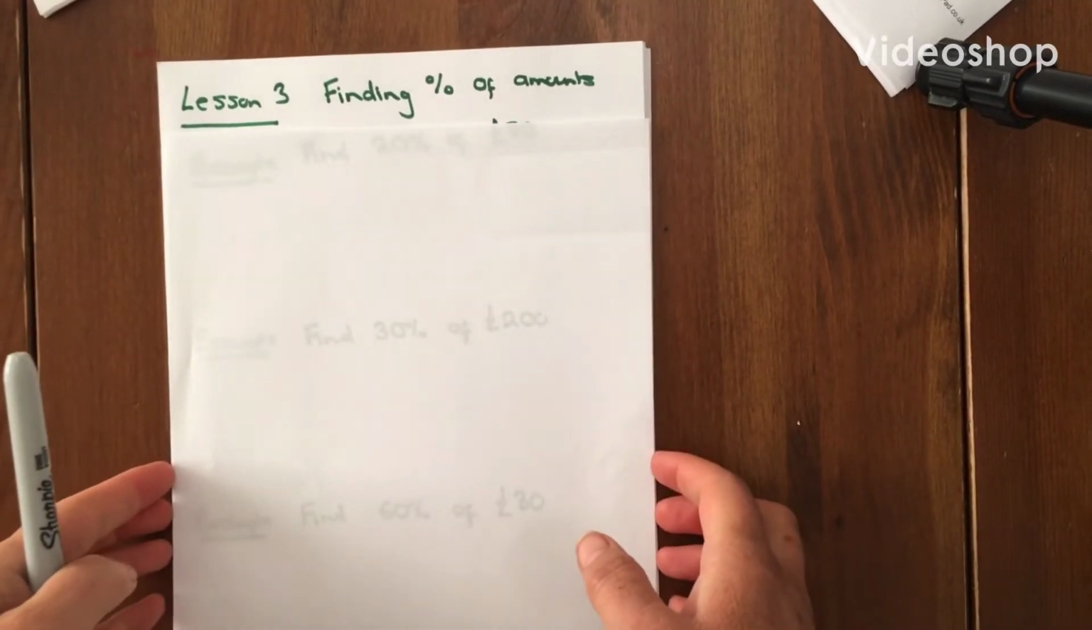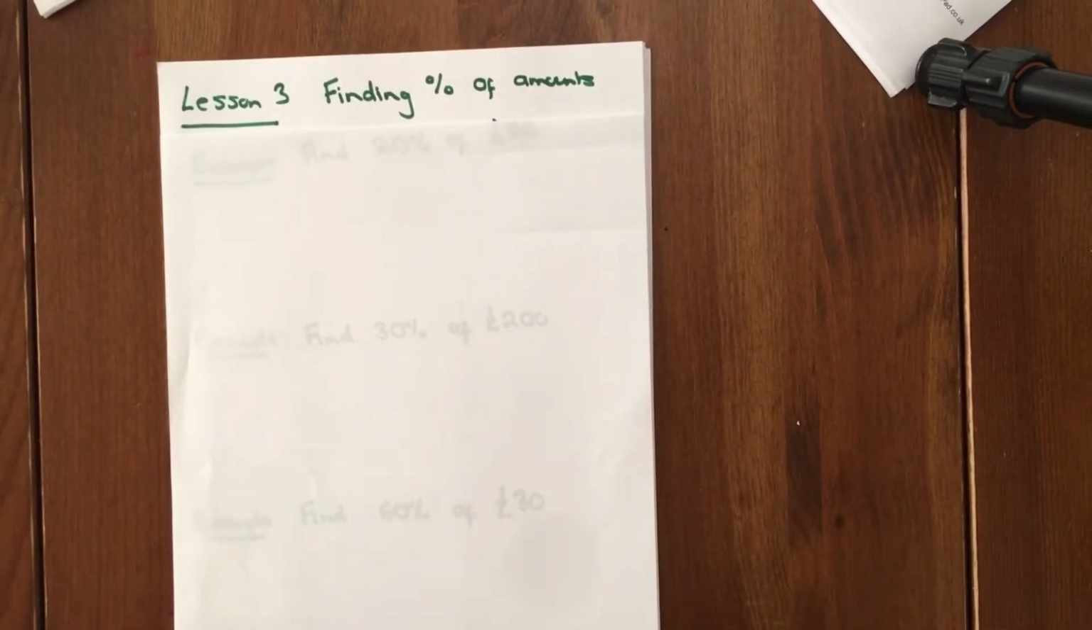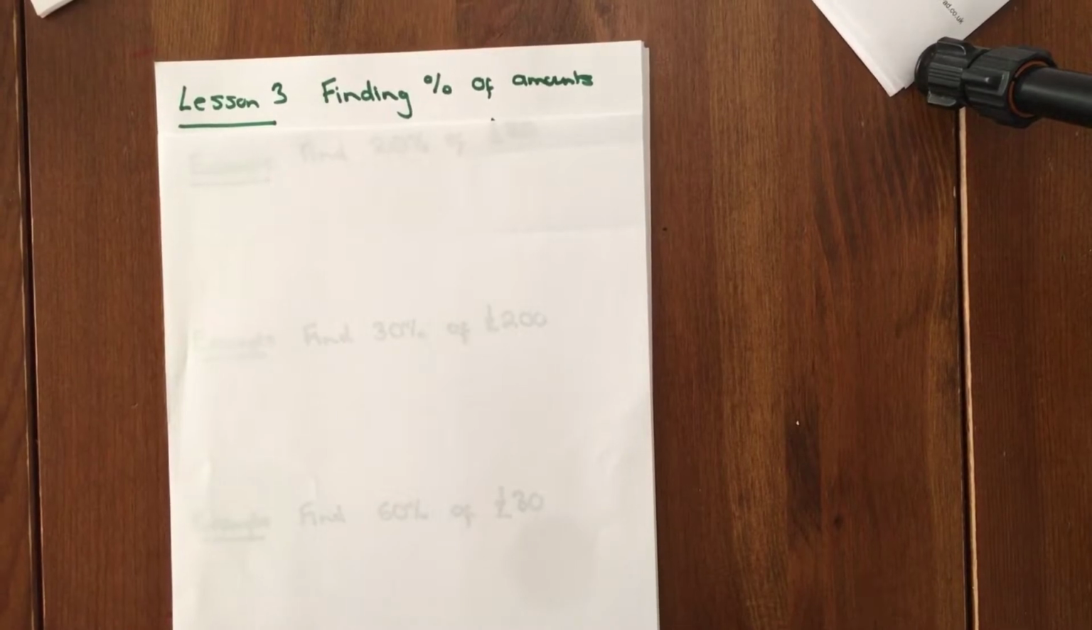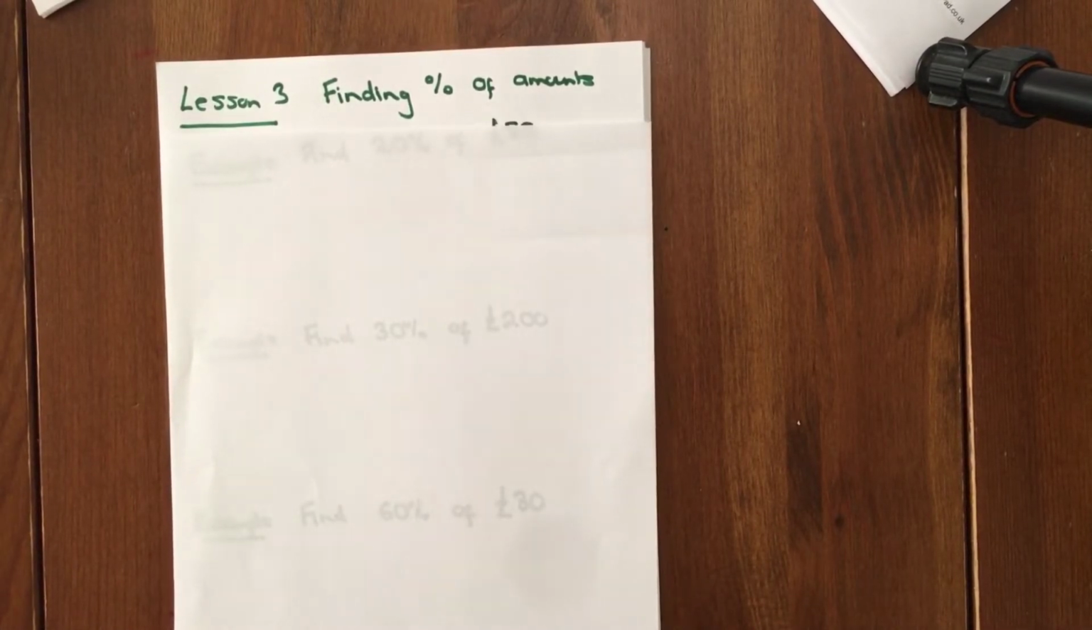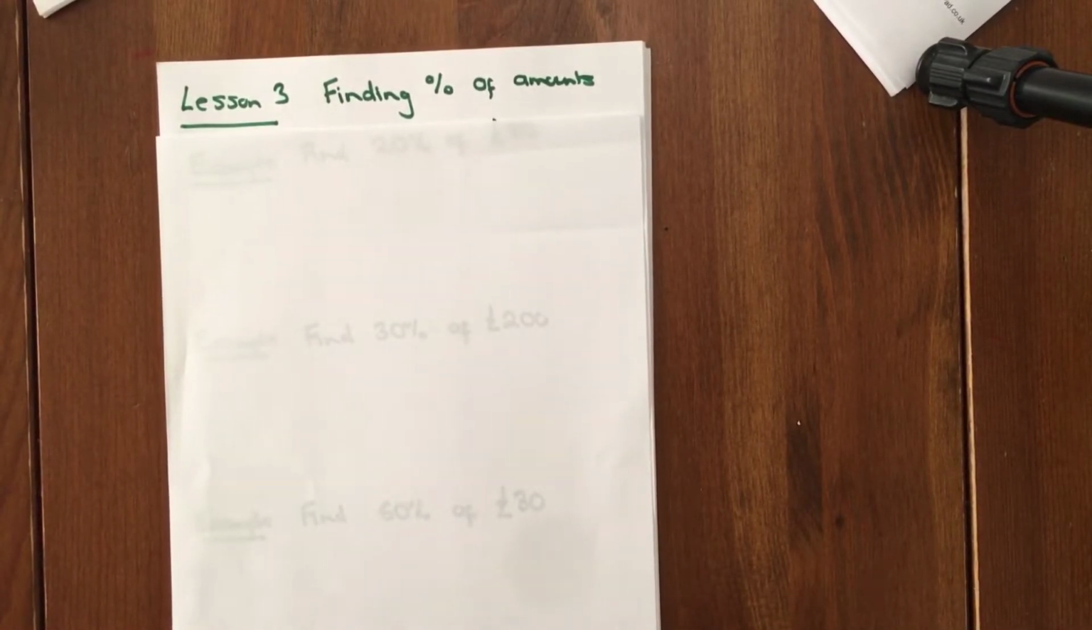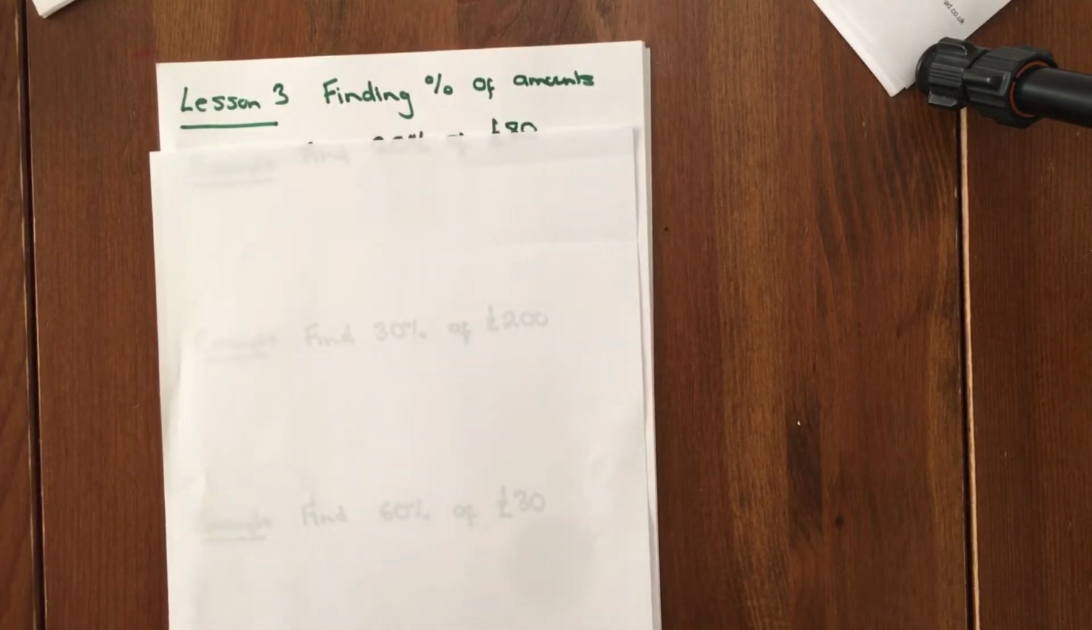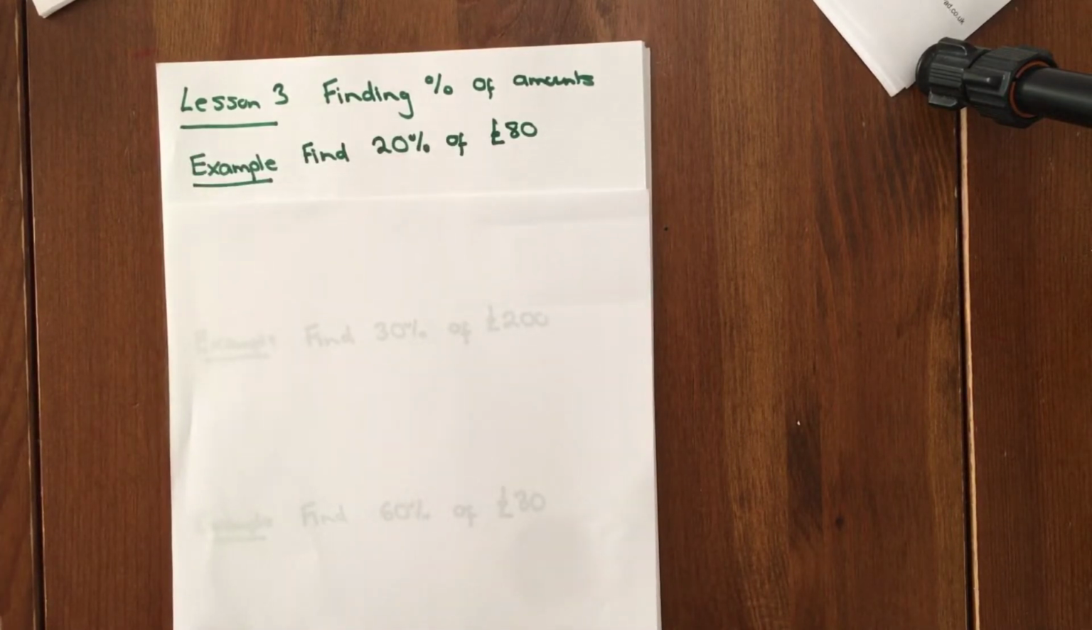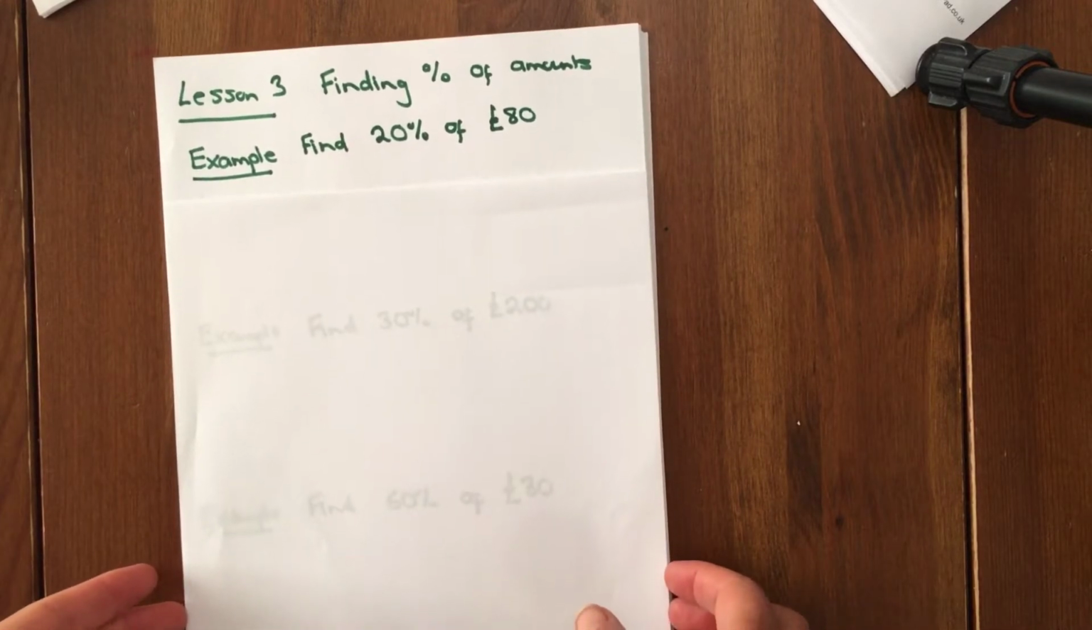Okay, we are now on lesson 3, finding percentages of amounts. Last lesson we looked at finding certain percentages like 50%, 10% and 1%. Now we're going to look at finding multiples of 10%.